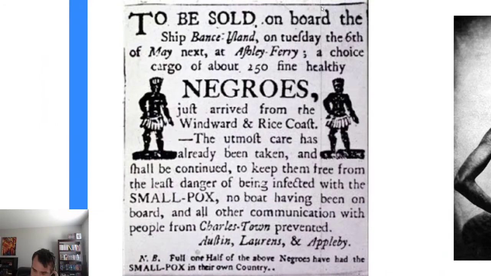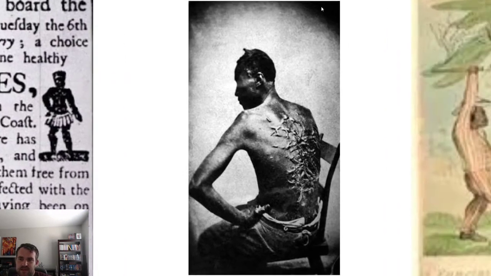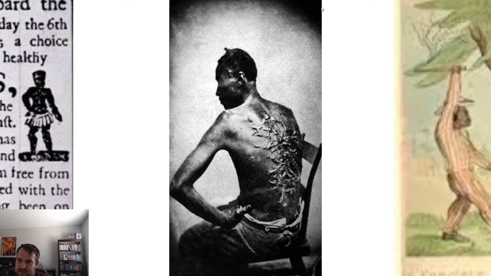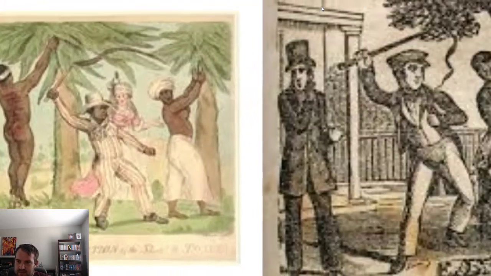And then, yeah, let me go ahead and read this. This is a newspaper article. "To be sold on board the ship Blanche Laud on Tullafee of the 6th of May: a fine choice of 250 fine, healthy Africans, arrived from the Windward Rice Coast. The utmost care has been taken and shall be continued to keep them free of the danger of smallpox." See, so they already know smallpox. And this is an article from Charlestown, so that's in South Carolina. There's the effects of slavery beatings. People are whipping each other.